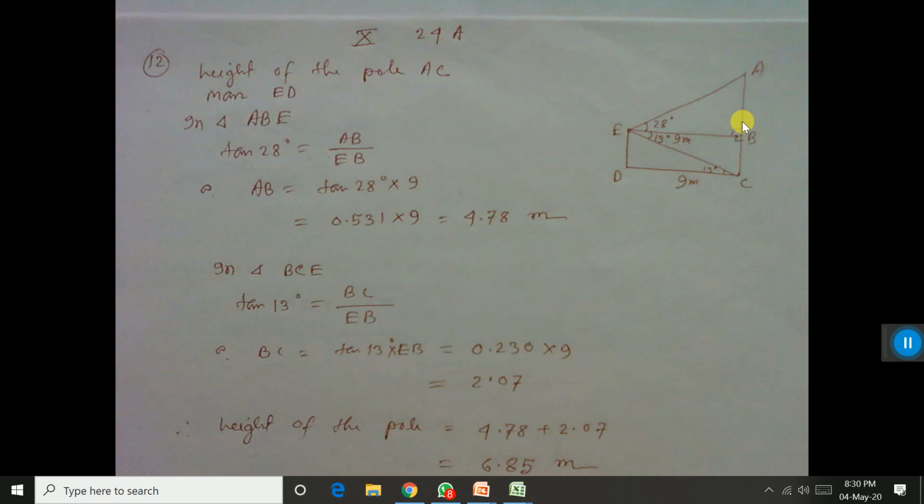This is the AB distance. Then you take tan 13 degrees here. So tan 13 degrees equals perpendicular ED or BC by base. The base is EB, that is 9. So BC equals tan 13 into EB. The EB value is 9, so put that and the tan 13 value, and you will get the BC distance. Then if you add AB plus BC, you will get the height of the pole.